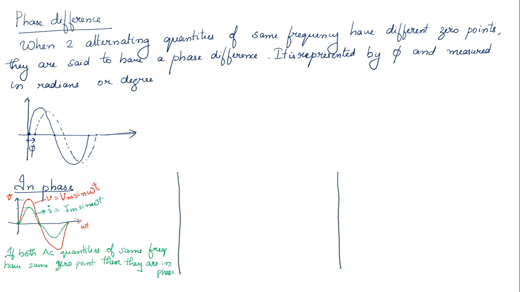In phase. We should write as in phase like this. Okay. So next one is out of phase. Next we are going to study what is out of phase. There are two types of cases where out of phase is being mentioned. The first one is lag and the second one is lead.